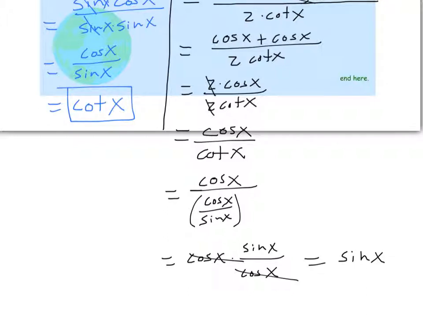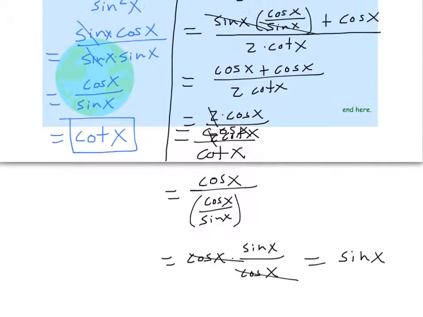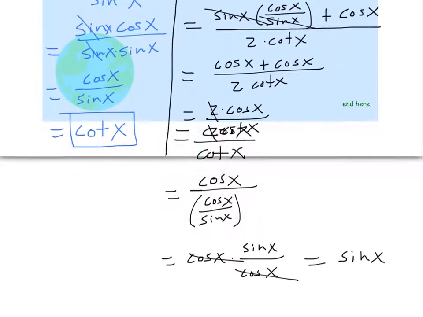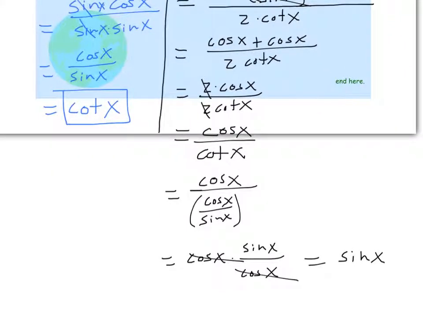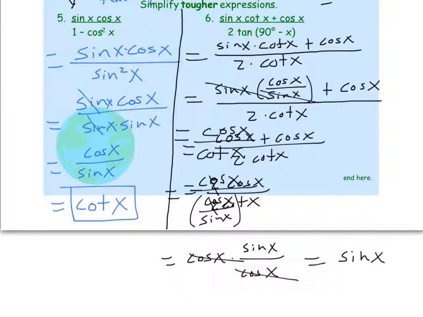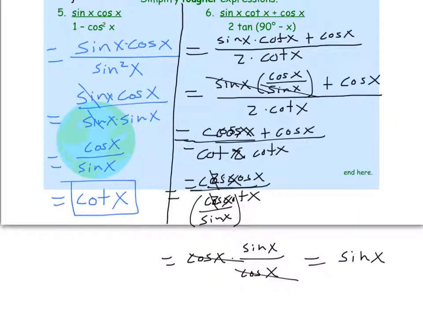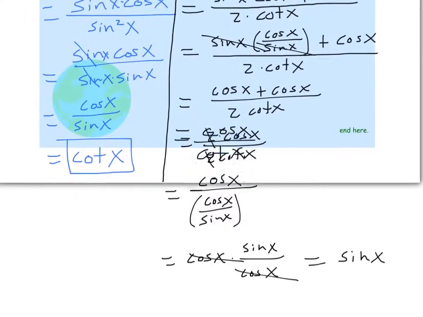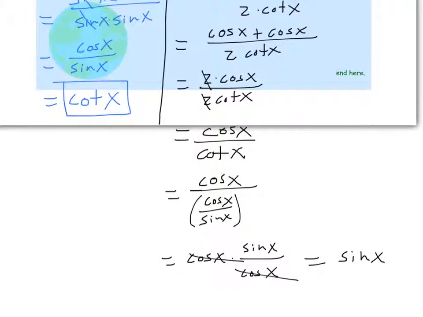Okay, now that took, let's count them. 1, 2, 3, 4, 5, 6, 7, 8 steps. But that's pretty remarkable when you look back up here and see what we started with. Sine of x times cotangent of x plus cosine of x over 2 times the tangent of 90 minus x. We have verified that that entire expression is equal to sine of x. Not a bad one to look at. 8 steps is probably close to the limit of how many steps that we could see.